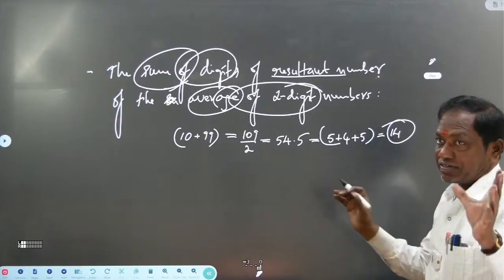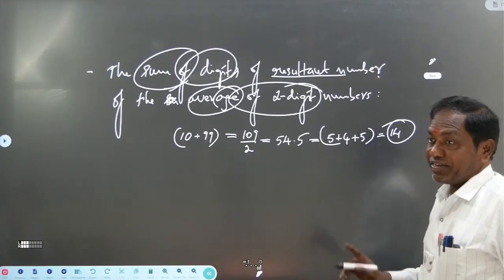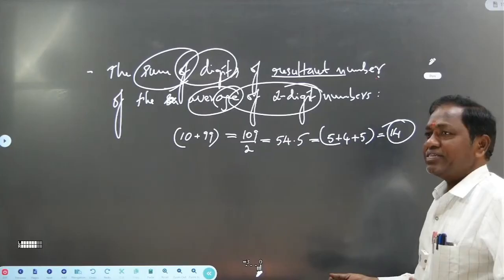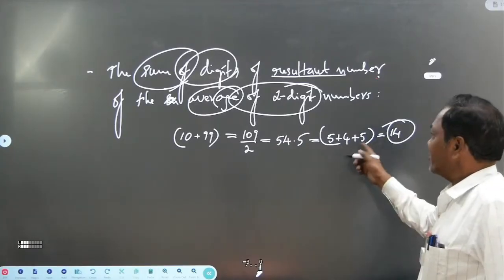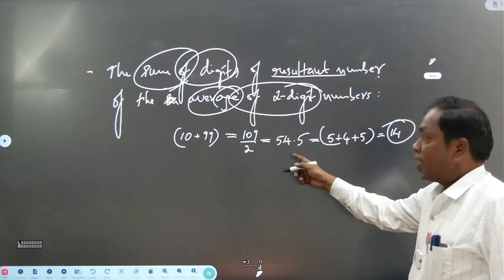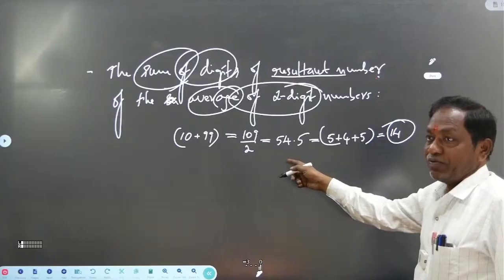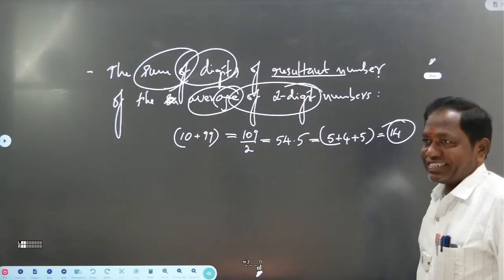Like that questions are asked. That's the only difference between any other exam and CSAT. The point is not a countable number. You can take digits only. But this is the average. What is the sum of the digits of the resultant number? The point is not a digit.